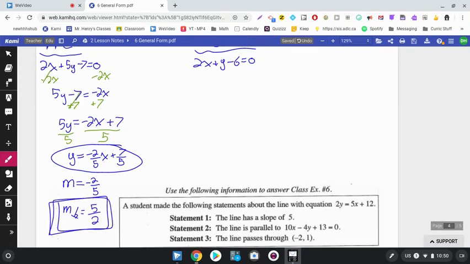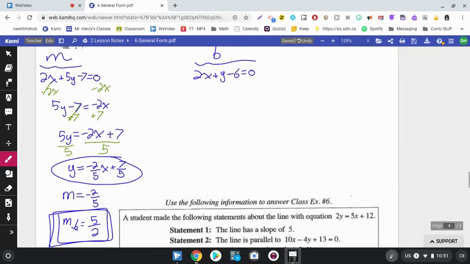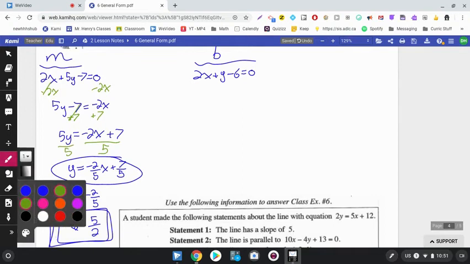Okay, great. I don't care about this 7/5. I don't care about the y-intercept of this one. All I cared about was finding the slope so that I could find my perpendicular slope. Okay, well now let's find our b value. So I go over to the other equation and I'm going to rearrange to find the y-intercept.